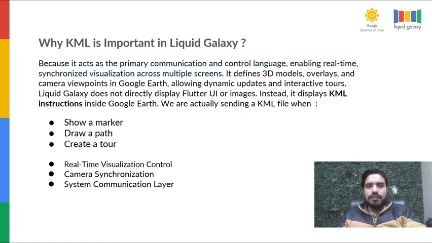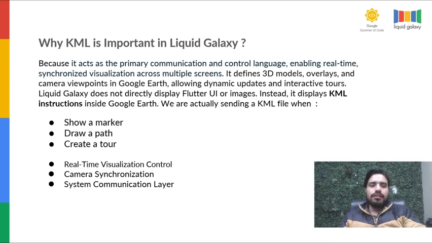Delhi. If I want to display Delhi on Google Earth, simply all these machines are connected, then show Delhi on Google Maps. So why is KML important? Because it acts as a primary communication and control language. With the help of this, we can communicate with Google Earth using Liquid Galaxy.